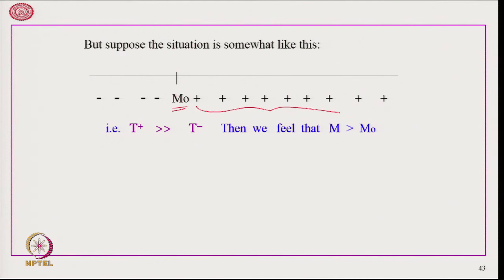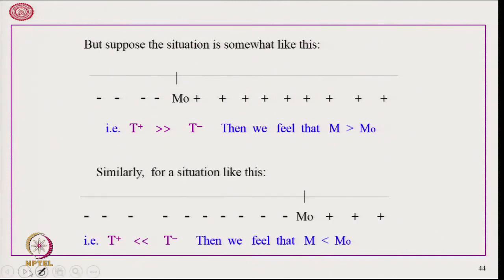But suppose the situation is somewhat like this, we would expect the alternative is like this, but the observation is such that there are so many positive signs here and so few negative signs here. Then what will happen? All the higher rank values are going to be on the positive side. Therefore, T plus is going to be much higher than T minus, and then we would expect the actual median is greater than m naught. In a similar way, if we get a situation like this, then all higher rank values are coming with negative signs. Therefore, T plus is going to be much less than T minus, and we would expect that the actual median is less than m naught.